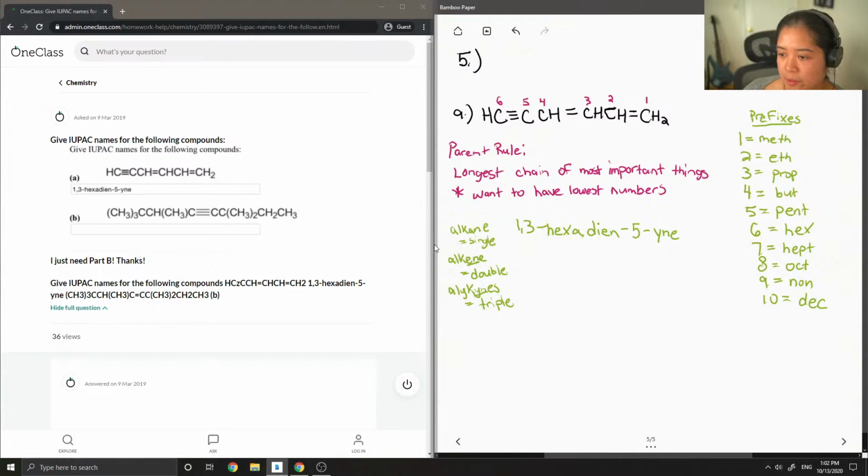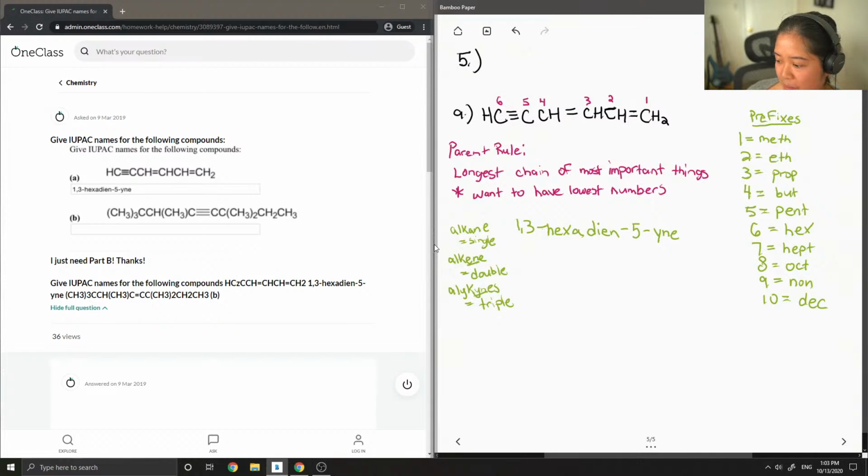So if we were to number it the other way and made this carbon 1, 2, 3, 4, 5, 6, then it would be 5, 6 hexadi-ene and 1 yne. So again, you want to have the lowest amount of numbers, so that's why I numbered this carbon as 1. So now we can go to part B with this long structure here.